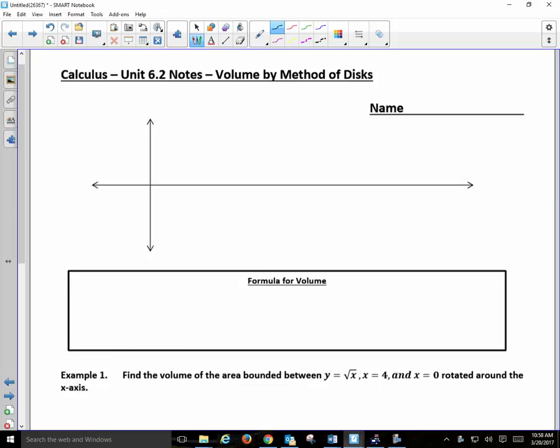Okay, today we're going to look at, instead of area, which is what we did before break, today we're going to look at volume. And what we're going to do is take a function and bound it from A to B.